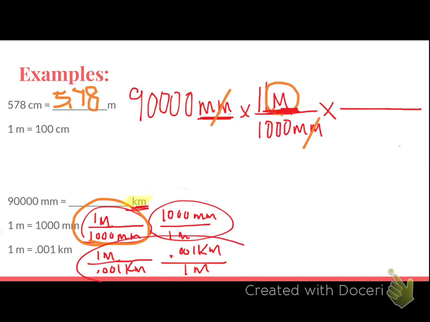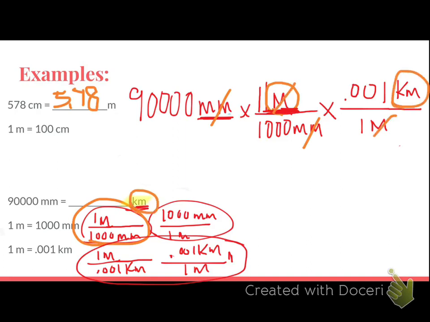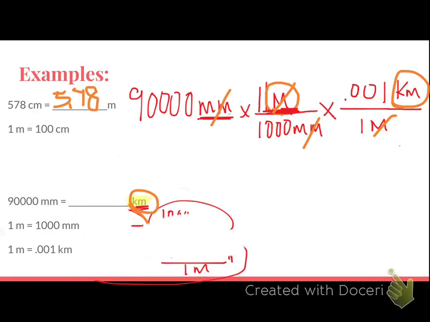So which of these two down here that I wrote out has meters on the bottom? It's going to be the second one here. So that's 1 meter on the bottom, 0.001 km on the top. So now what happens to my units of meters? They are also going to cancel. Meters cancels, and I'm left with km, which is what I want. That's what the problem's asking for down here. Okay, now let's go ahead and do the math.